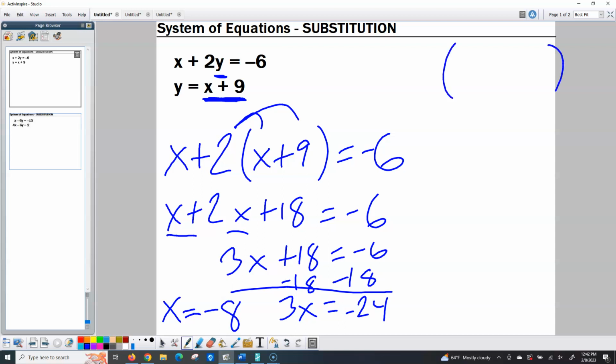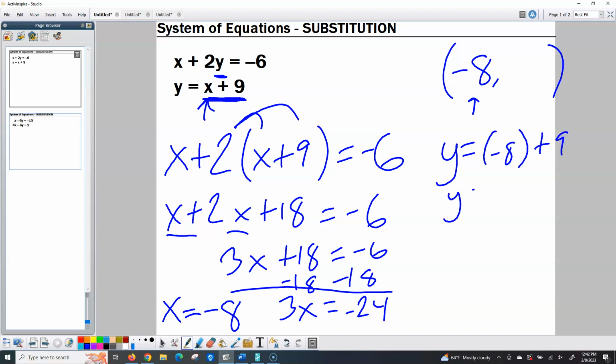So remember, when I'm solving these systems of equations, I've got an xy answer. So I've got negative 8, comma something, and I can plug in that negative 8 into either one of those equations. That bottom one looks easier to plug the x into, so I'd have y equals, and instead of x right there, I'm going to put this negative 8. So I've got negative 8 plus 9. That would be y equals 1. And I could have plugged it in up top, so this is my answer right here.